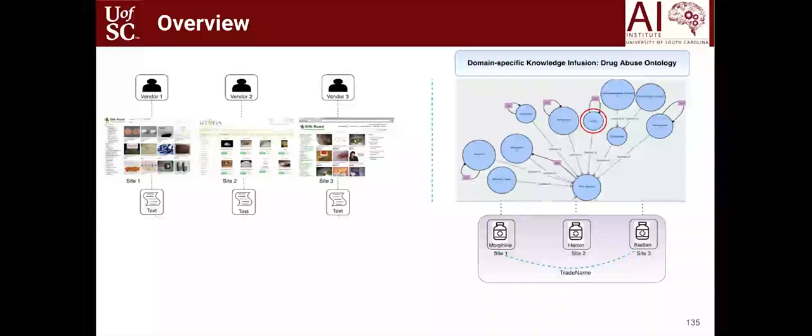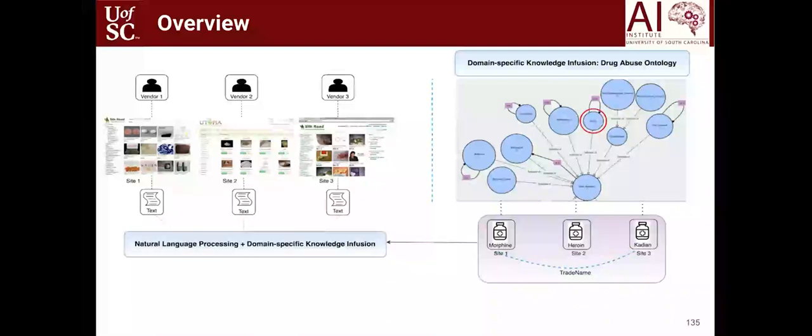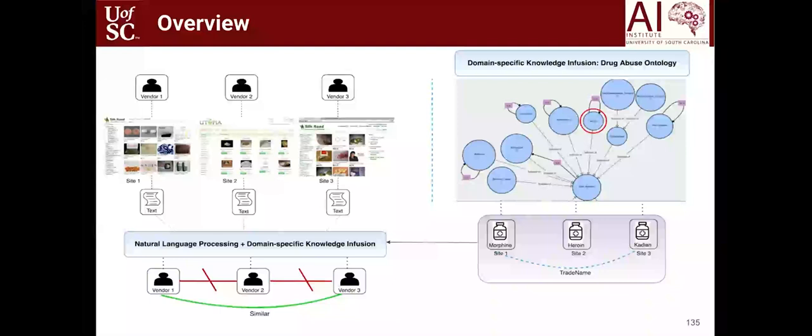So let's suppose over here from site one, site two and three, we identify that they are talking about morphine, heroin, or ketamine. If we have some external knowledge which says that morphine and ketamine are trade names and they are somehow related to each other, that can help us to identify whether those particular vendors are related or not related to each other. Because it has been seen that a vendor tries to sell the products they are very much known for, so that people know whom to contact.